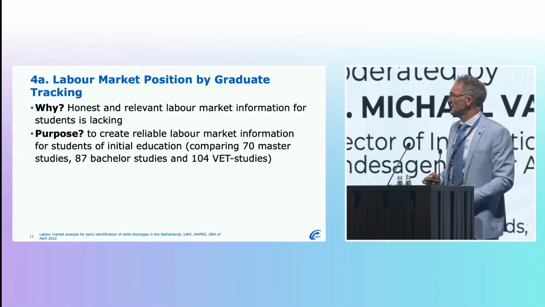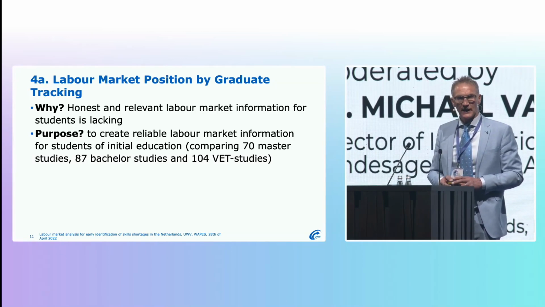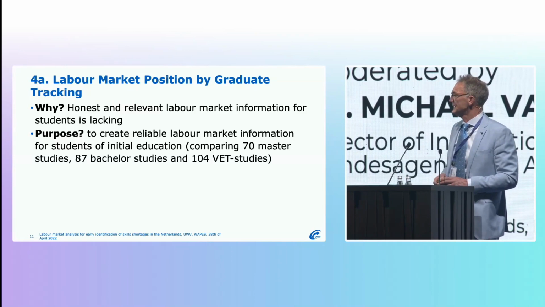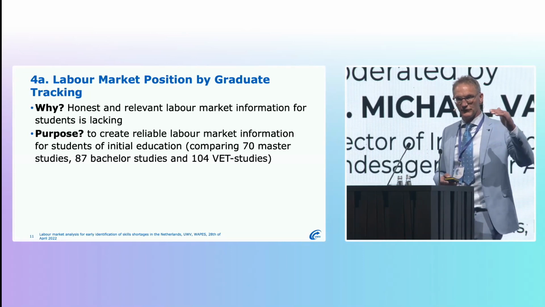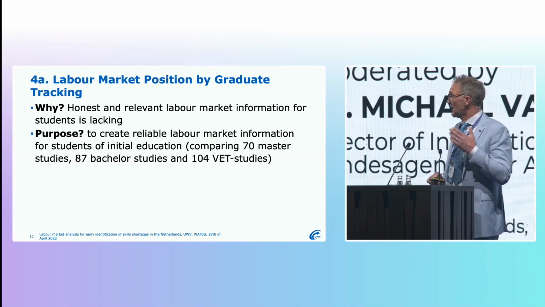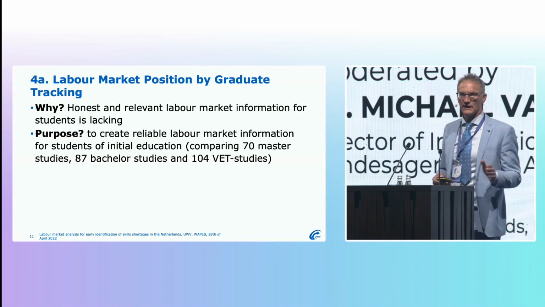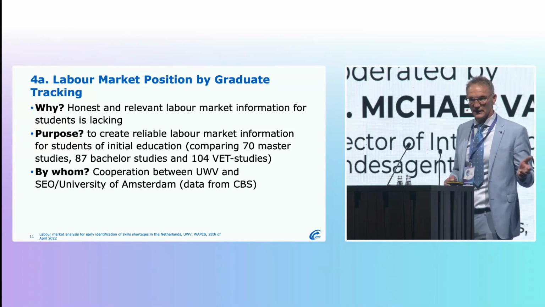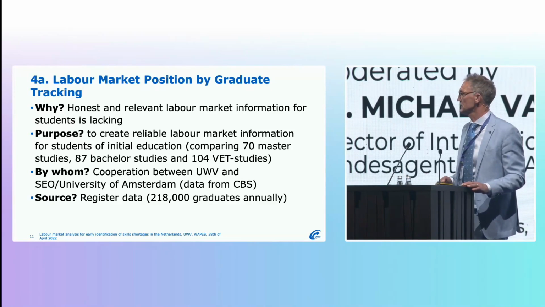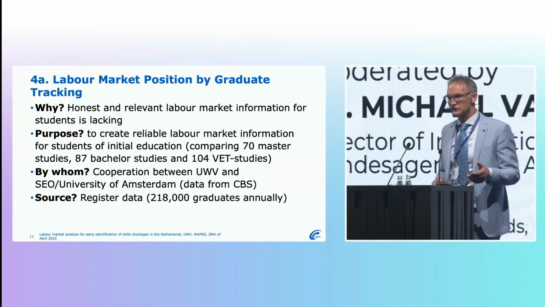And we use this to compare the different types of study, the subjects. More than 100 VET studies at different levels, level 2, 3, 4, work-based and school-based. 70 master studies and 87 bachelor studies, called higher vocational education in the Netherlands. We work together with CBS and also with SEO, Economic Research in Amsterdam, University of Amsterdam. 218,000 graduates annually. We almost have 100% coverage.